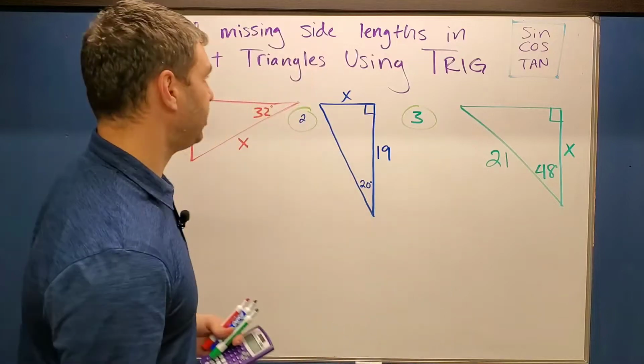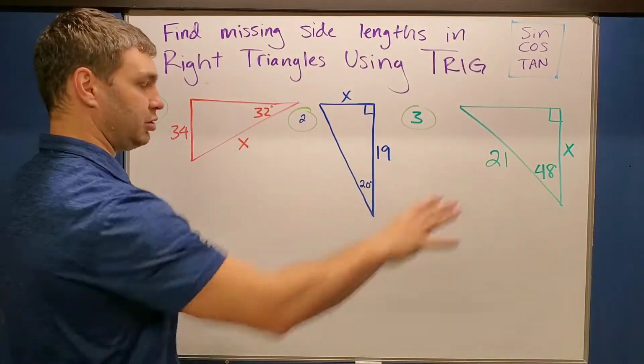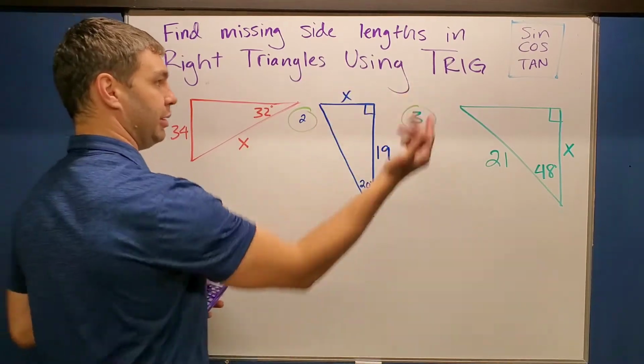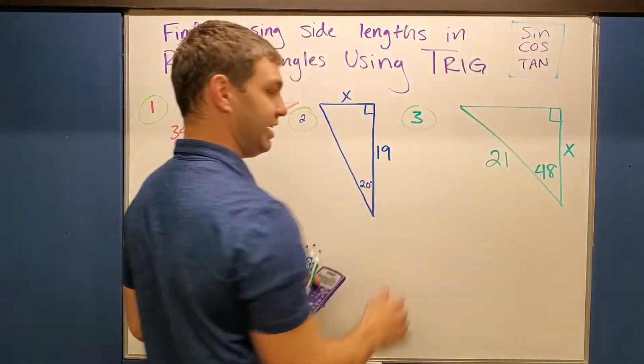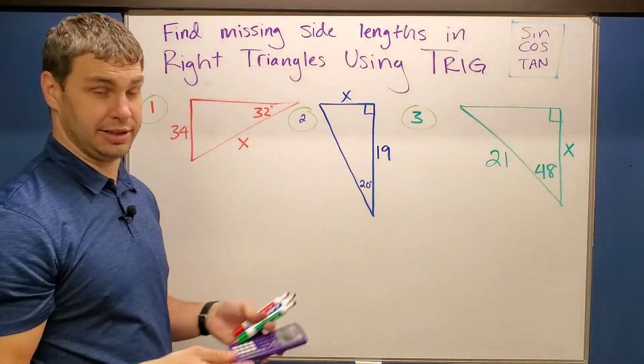All right, guys, so in this video, what we're going to do is find some of these missing side lengths in these right triangles, and we're going to use trig. What I mean by that is we're going to use either sine, cosine, or tangent, and I may or may not have set up where there's going to be one of each in these three examples.